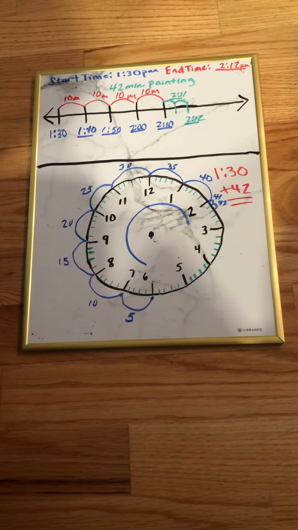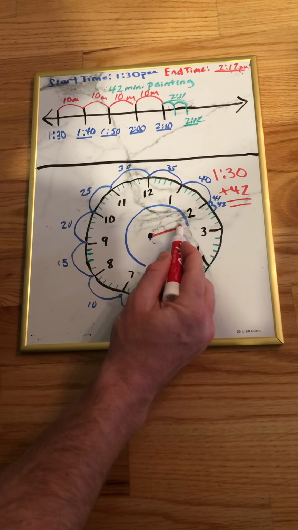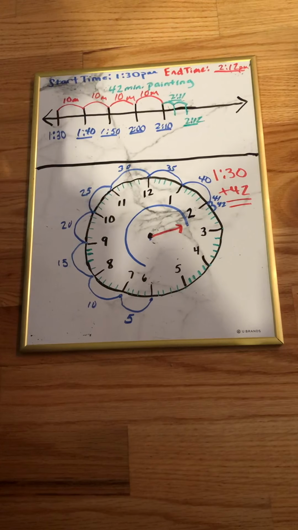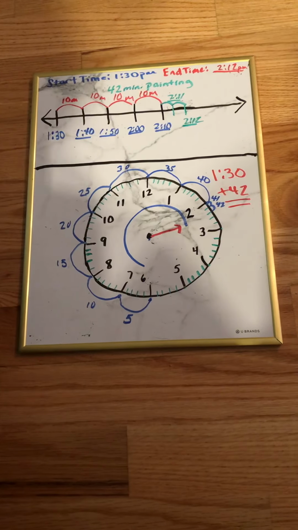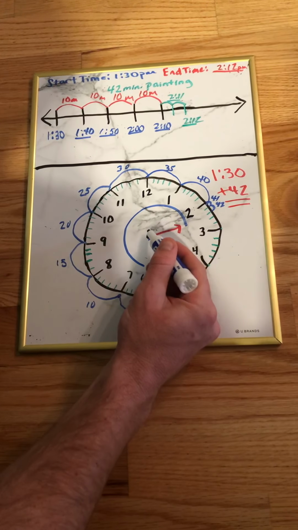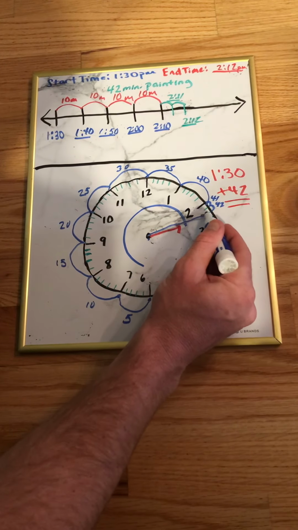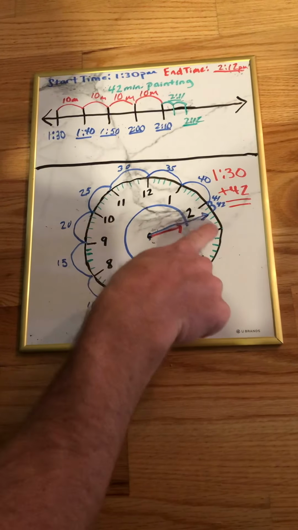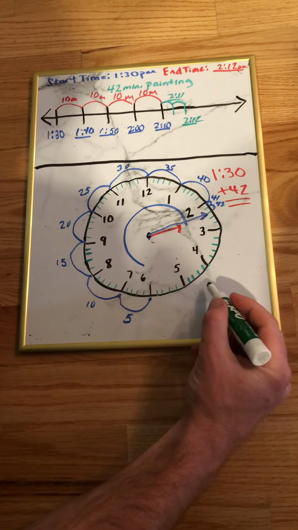No. So now the hour hand has officially moved here. Here's the weird part about this one. And the minute hand is going to land right here. So if the hour hand is in between the 2 and the 3, that means the hour is 2.